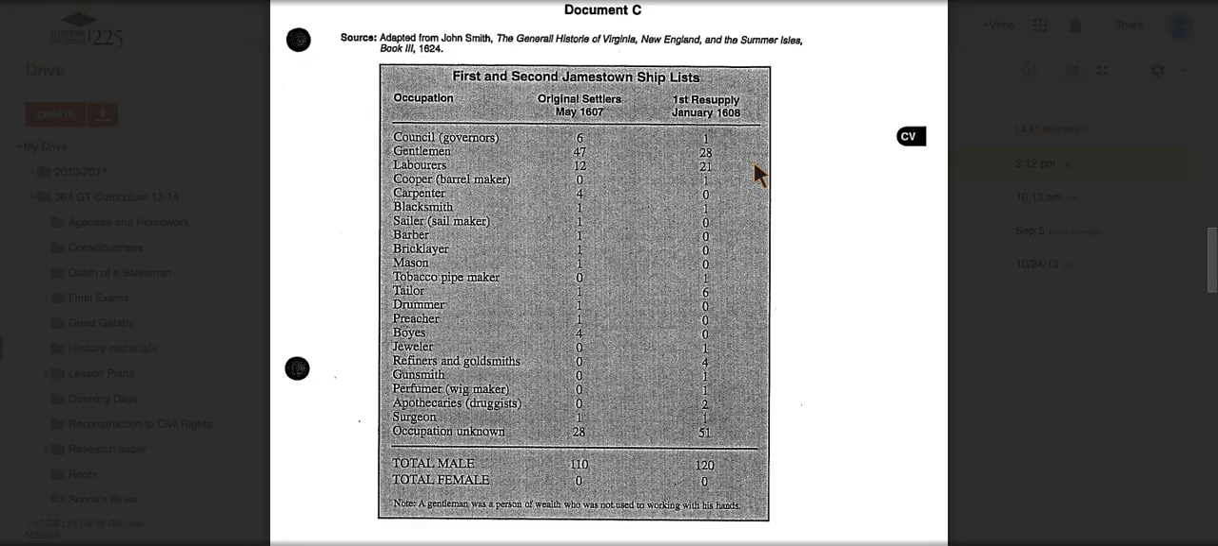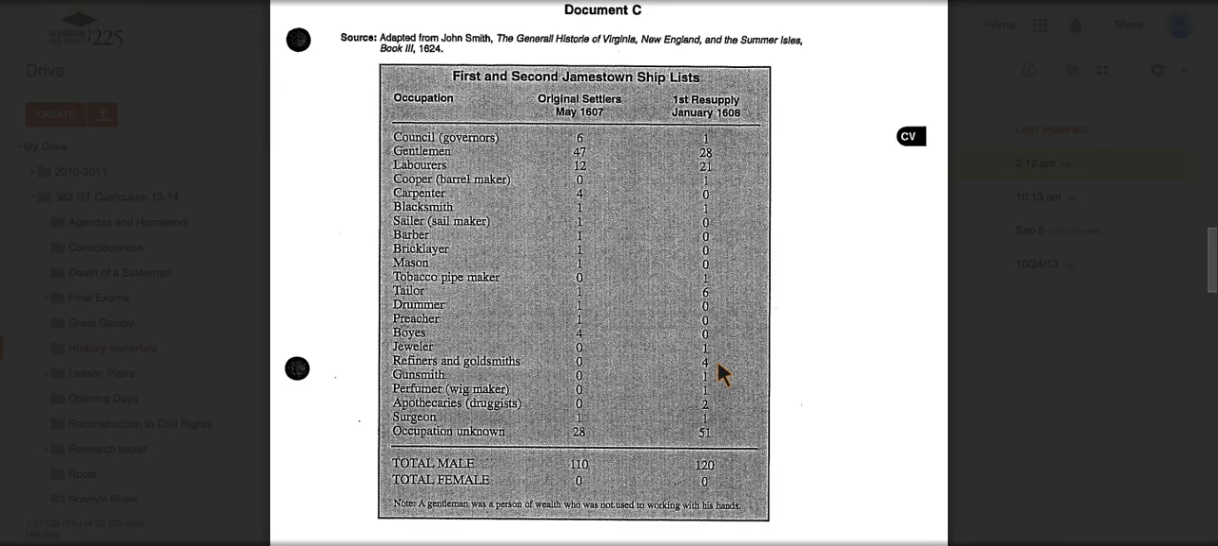So if I look at the list in 1608, the number that's the highest is occupation unknown. The next highest is gentlemen. They did increase the number of laborers, which I skipped before, which are basically people who are told what to do and labor for those people. They also increased the number of tailors, which are people who make clothes.